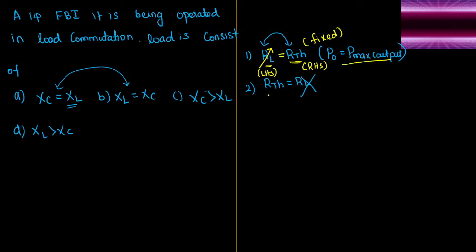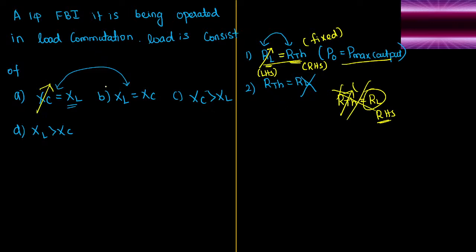Now come to the second case. If you observe, what I have written, RTH equal to RL, means the right hand side is fixed. So they are varying the value of RTH. Is it correct? When we discussed the maximum power transfer theorem, did I tell you like that? Are we varying the value of RTH? No. Thevenin resistance is always constant. It is not variable. Only the load is variable. So how can you vary the value of Thevenin resistance? This is a wrong statement. We should not write like that.